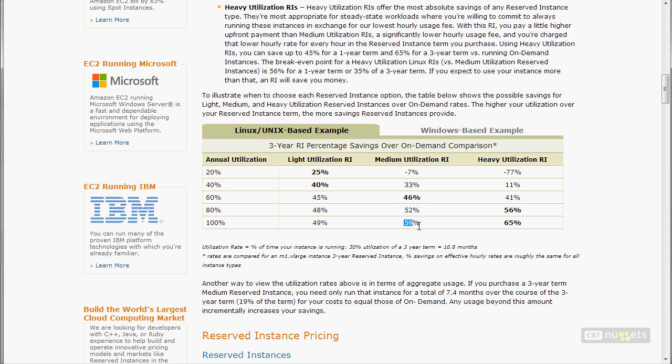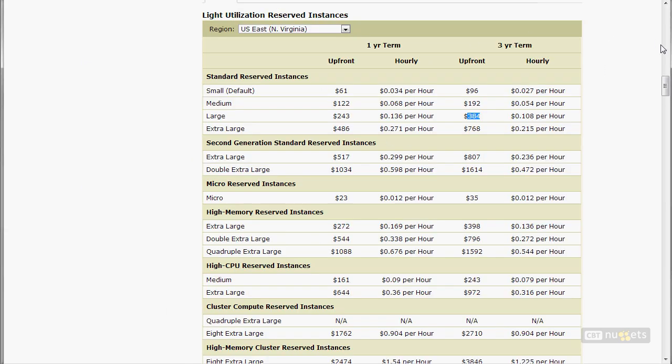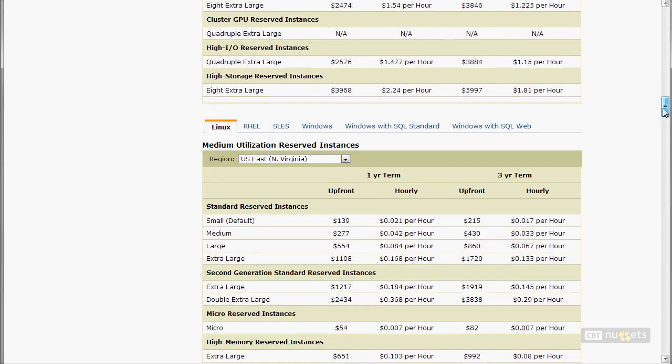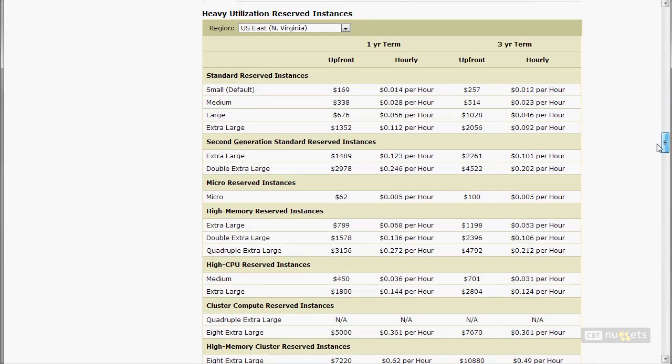So you're saving 59% on a 3-year basis over on demand versus 49% if you would have gone with the light utilization. Now over here on the heavy utilization reserved instance, if you're running it 100% of the time, you actually save 65% because, dropping down here, you notice. So again, look here, large instance, 3-year term, 10 cents an hour, but you have a $384 upfront cost, right? You know there's a spreadsheet waiting for you when you're doing all this.